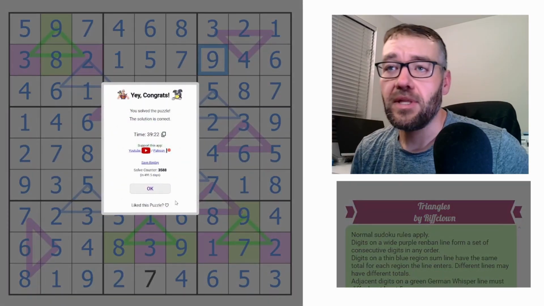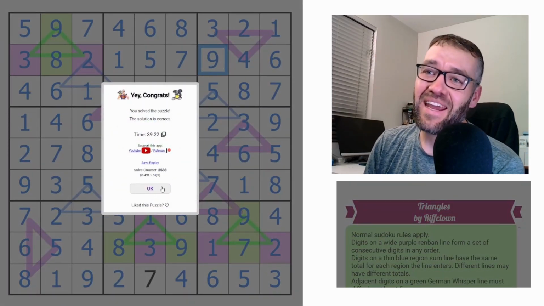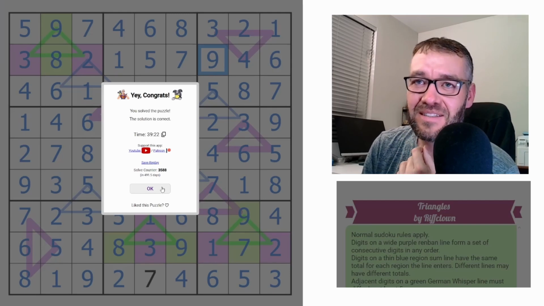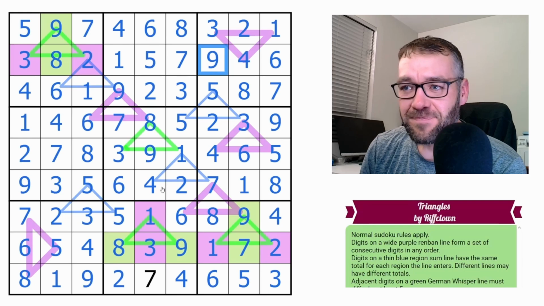All right. Woo, boy, that took a while. But hey, you know, I'm not used to doing these variants on a 9x9 puzzle. I'm sure I'll get faster at it. But yeah, that took a while to break in.